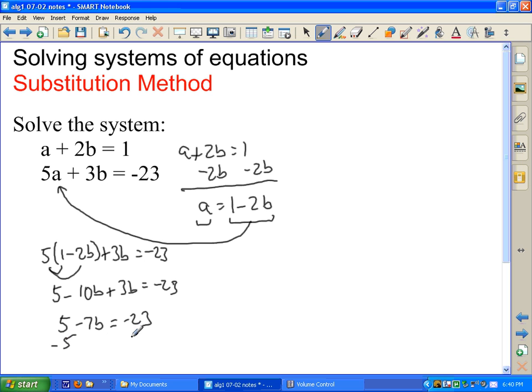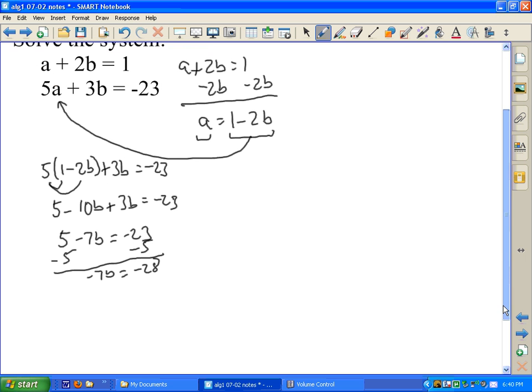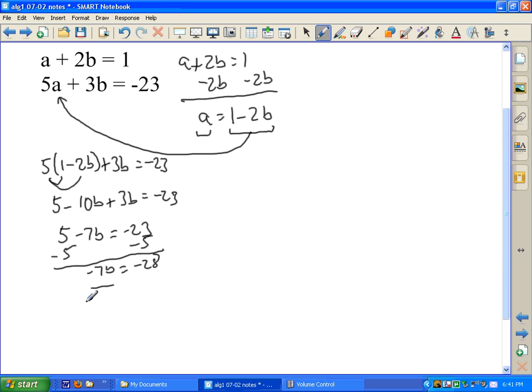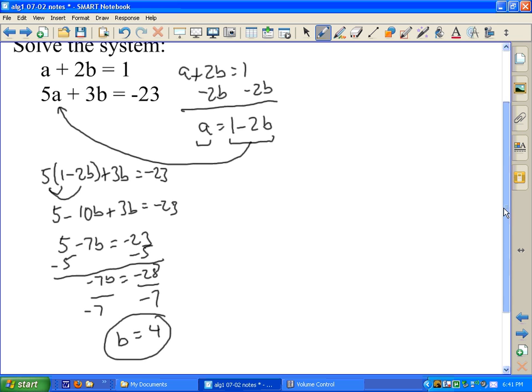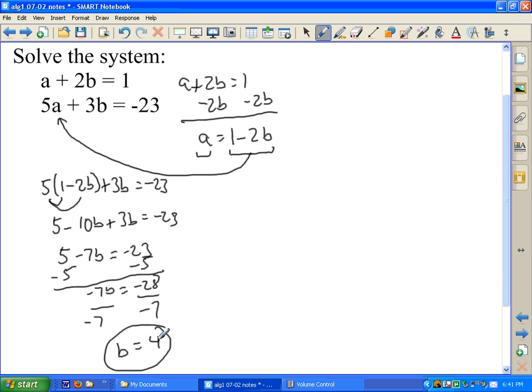Subtract 5 from both sides here. I get negative 7b equals negative 28. And then when I divide both sides by negative 7, I get b equals positive 4. So b equals positive 4 is part of my answer. And then I have to substitute that 4 back in.